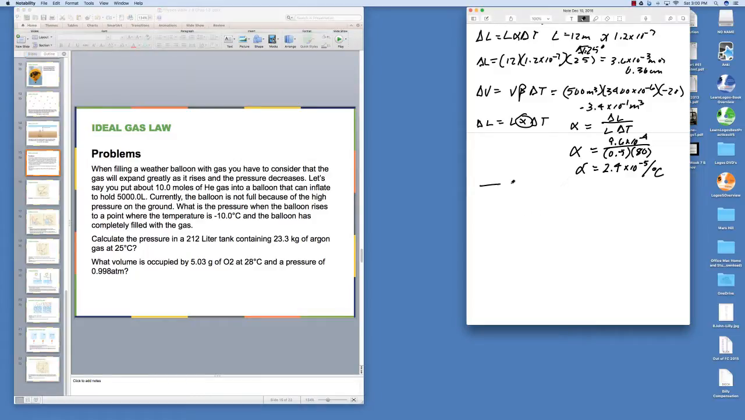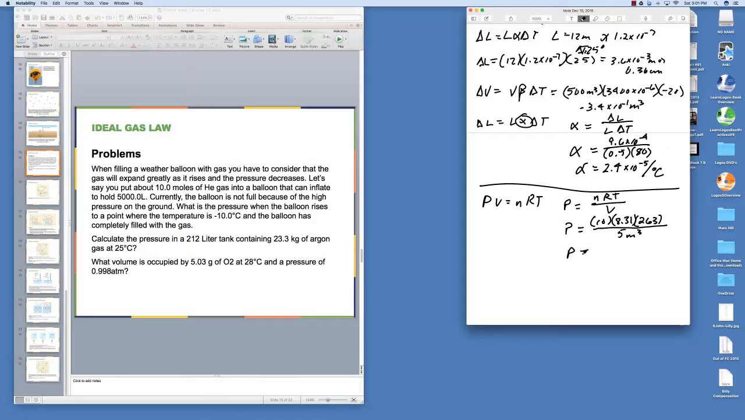We know that PV is equal to nRT. And we want to know the pressure, so we solve this equation for P. And if we put the numbers that we know, 10 moles, and we'll use the 8.31 for the gas constant, and the temperature is minus 10 degrees, so that's 273 minus 10, so 263 degrees Kelvin. And that's going to be divided by the volume, which is 5,000 liters, but 5 cubic meters.